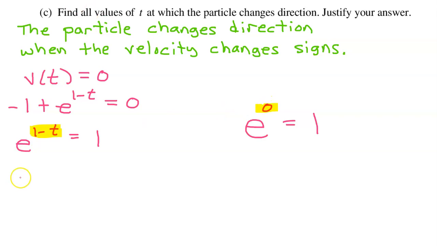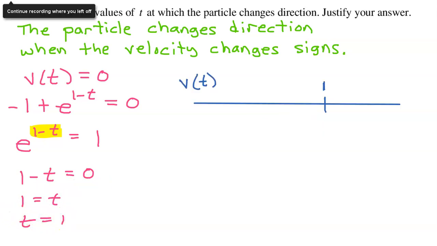So we can conclude that 1 minus t must equal 0. Adding t to both sides, we get 1 is equal to t, or in other words, t equals 1. So t equals 1 is the only value where the velocity is equal to 0. Let's do a test value on the left and right and see if the velocity changes signs.